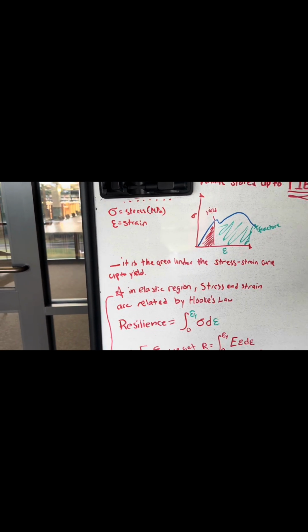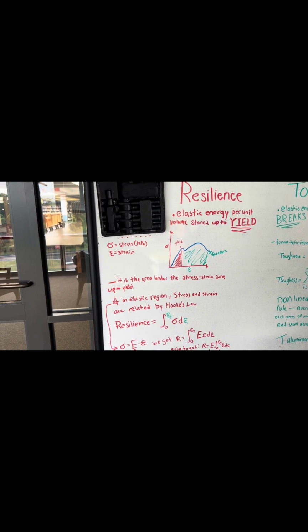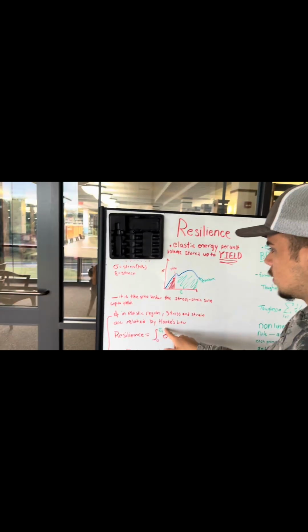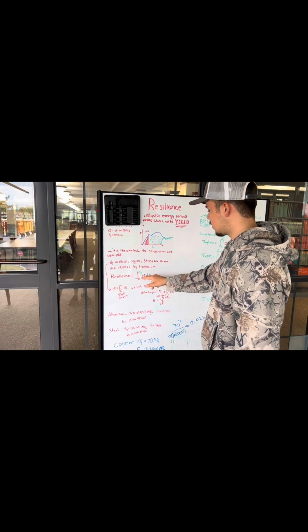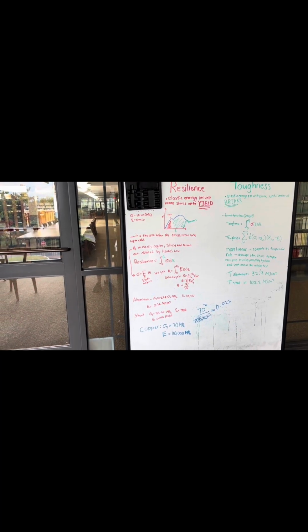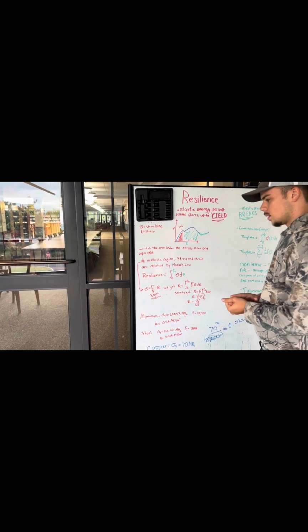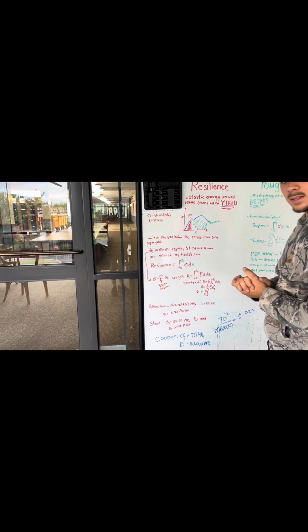So it is the area under the stress-strain curve up to yield, given by the formula: resilience is equal to the integral from 0 to the yield strain of stress, taken with respect to strain. There's actually a cool thing going on: since the elastic region is basically a straight line, it's basically the same thing as a spring. If you stretch it to a certain point, it will always return back to its normal shape and size.